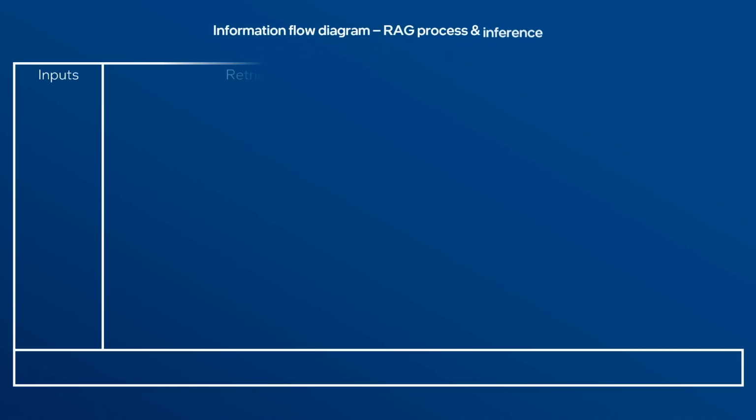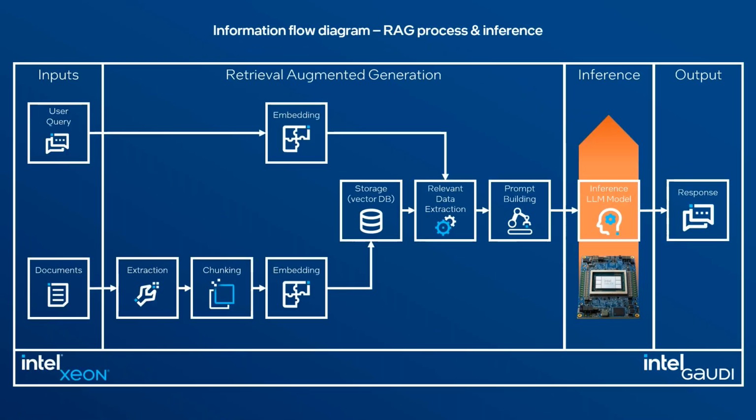Here is an overview of the information flow. A PDF is scanned, text is extracted, chunked, and embedded into a vector database. When a user queries, relevant data is extracted, a new prompt is built, and the LLM model provides a more accurate response.